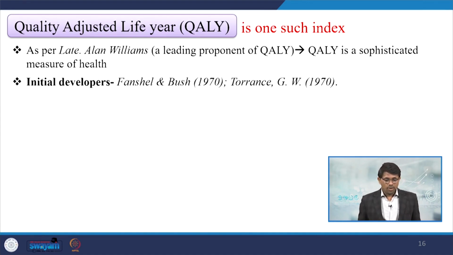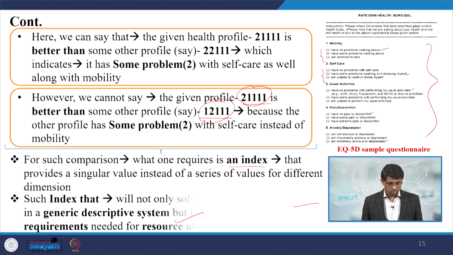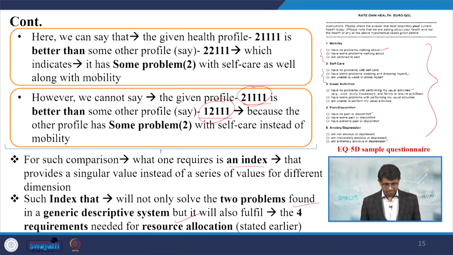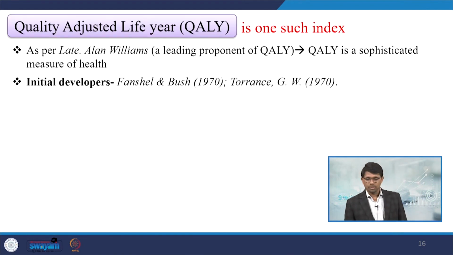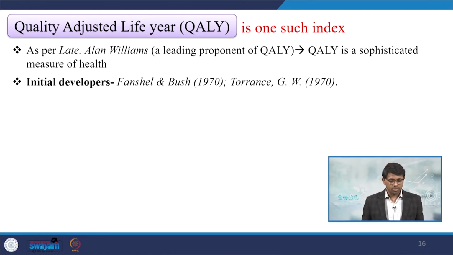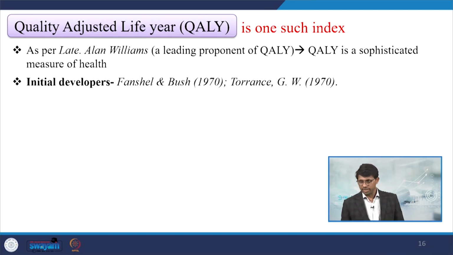So, the index is required. We will take the help of quality adjusted life years, that is one such index that will give you a value, which we already said, because instead of description we require a singular value. Quality adjusted life years initially refers to the work of the late Alan Williams, who was a leading proponent of QALY and presented a sophisticated measure of health.